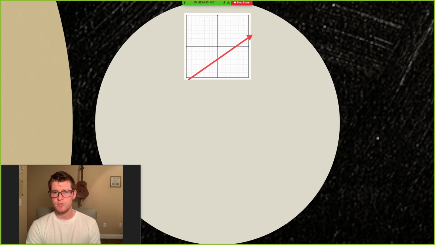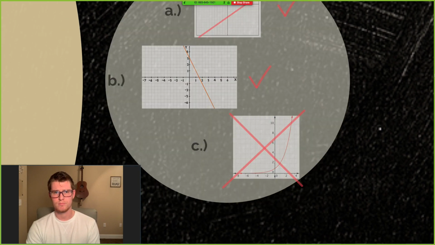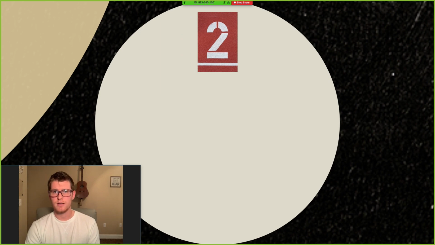So a linear equation is an equation whose graph is a straight line. Of these three, which ones would be linear equations and which wouldn't? And you're probably way ahead of me. C is the only one that is not a straight line because it curves, and therefore it's not a linear equation.